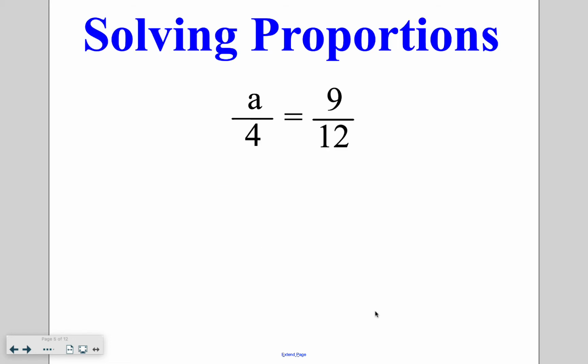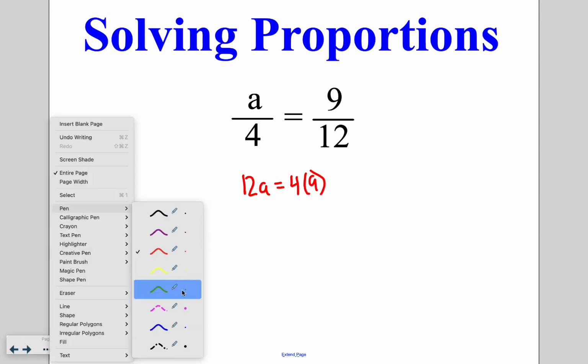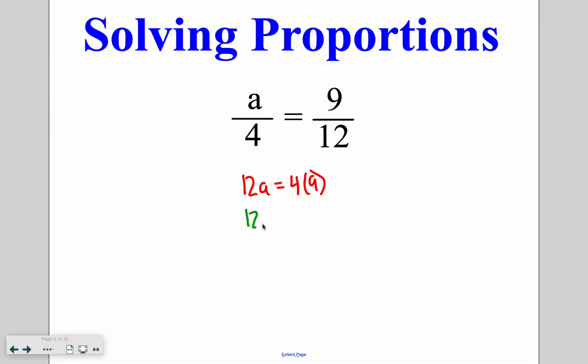When you are solving proportions, and it's telling you that the two ratios are equal, we can use that cross product property. So I'm going to start by doing A times 12, which is just going to give me 12A. And then on the other diagonal, I have 4 times 9. I can then solve 4 times 9, which is going to give me 36. So I've got 12A is equal to 36.